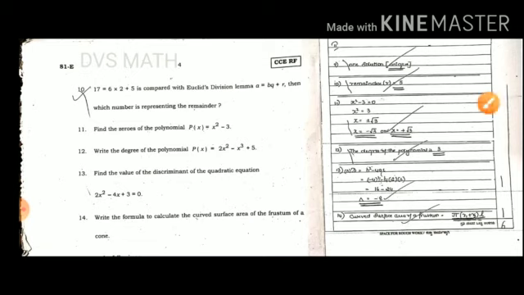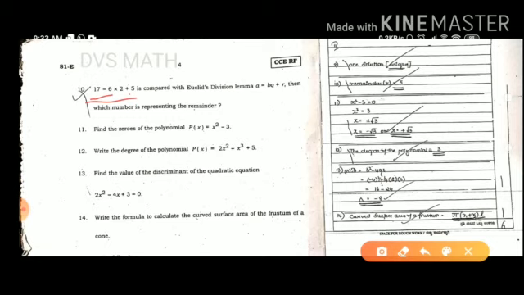Question number 10. Here they gave 17 equals 6 into 2 plus 5, compared with Euclid's division lemma. As you all know, in Euclid's division lemma, for positive integers, there is a relation a equals bq plus r. Here you have to compare this with this. So in the place of a there is 17, in the place of b 6, q 2, r 5. Then which number is representing the remainder here? 5. So remainder equals 5. Very simple question. Just write remainder equals 5.